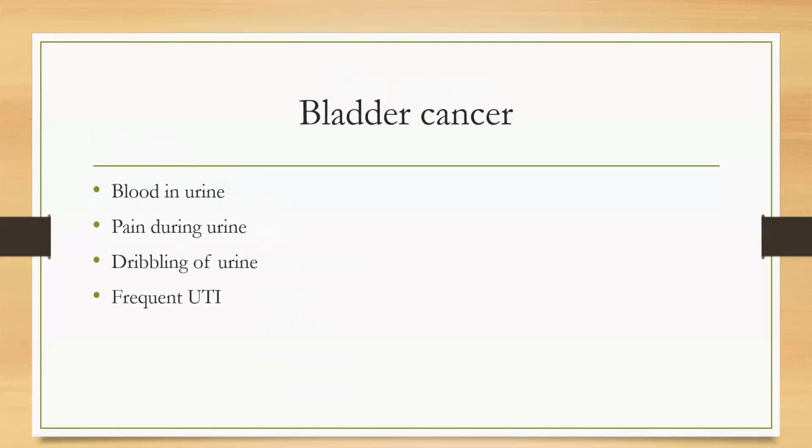Next, coming to bladder cancer, there will be blood in urine, hematuria, pain during urination, dysuria, dribbling of urine. The patient will have unknowing dribbling of urine, and frequent UTI will be present.